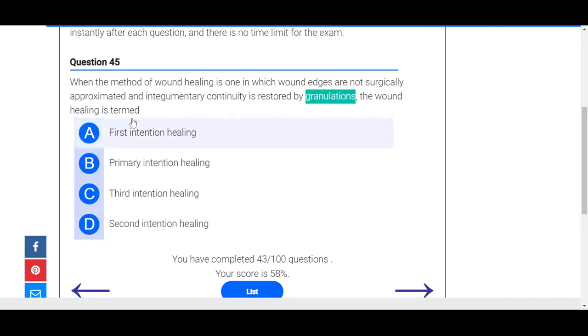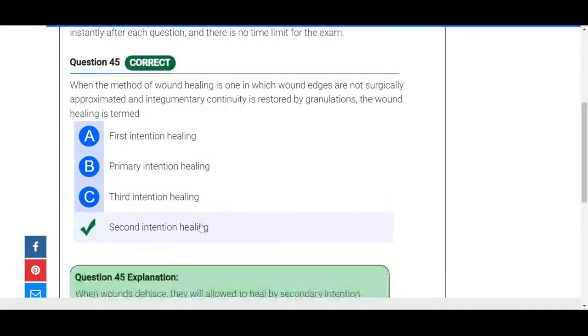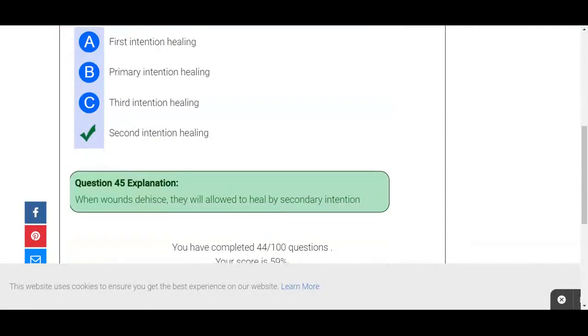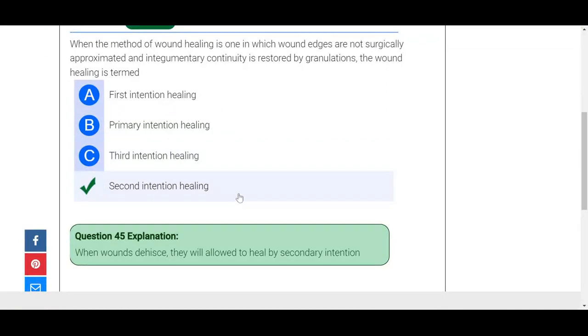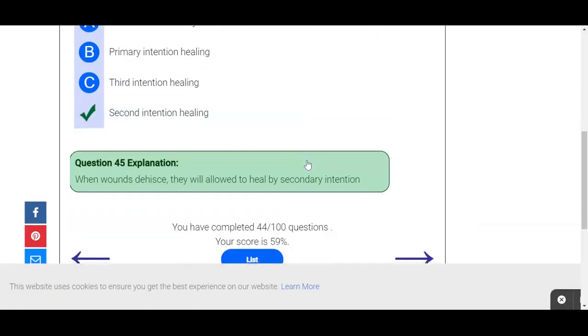So they're not surgically approximated, restored by granulations. Oh, it's correct. Second intention healing. So when a wound heals, they will allow it to heal by secondary intention. In primary intention healing, the wound edges are surgically approximated and there are no granulations yet. But second intention healing is when it is not approximated and the integumentary continuity is restored by granulation.